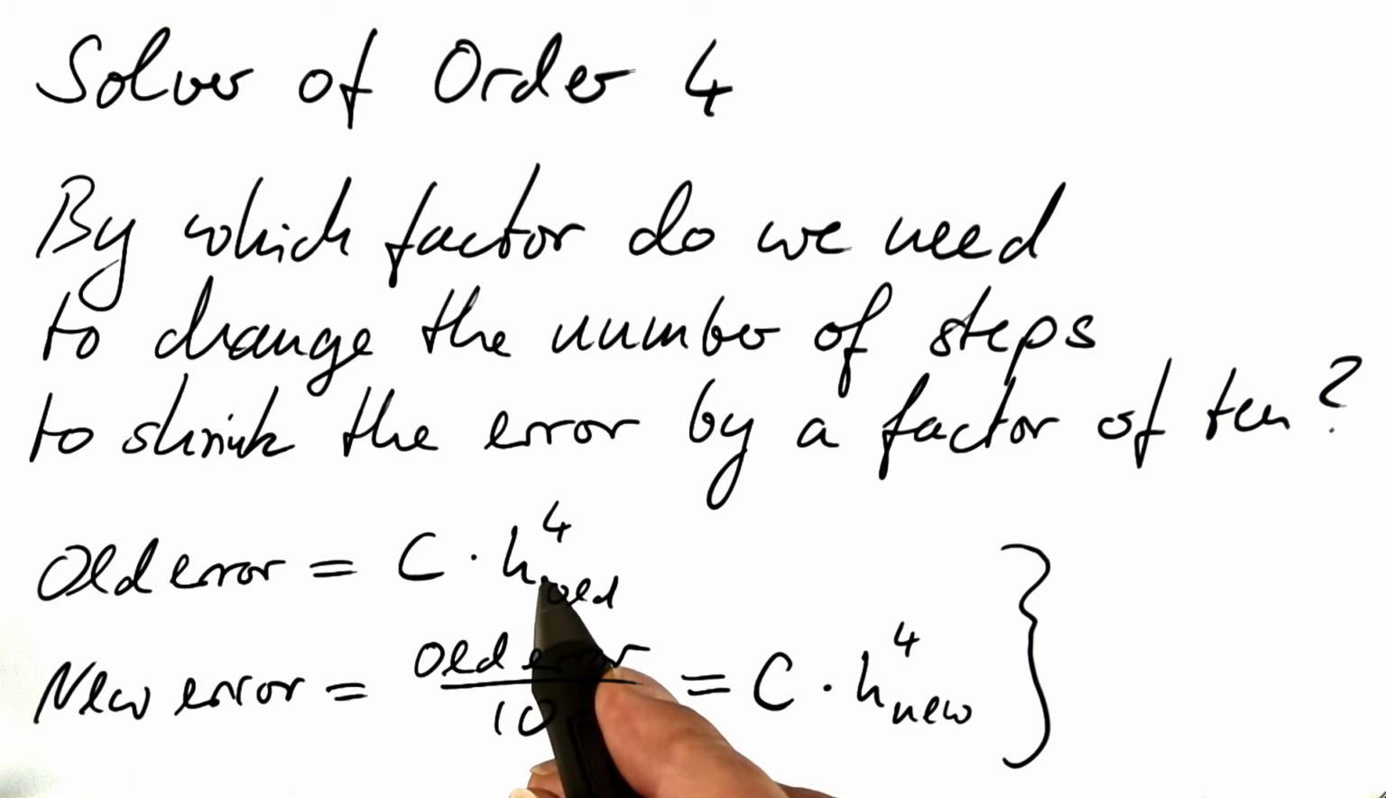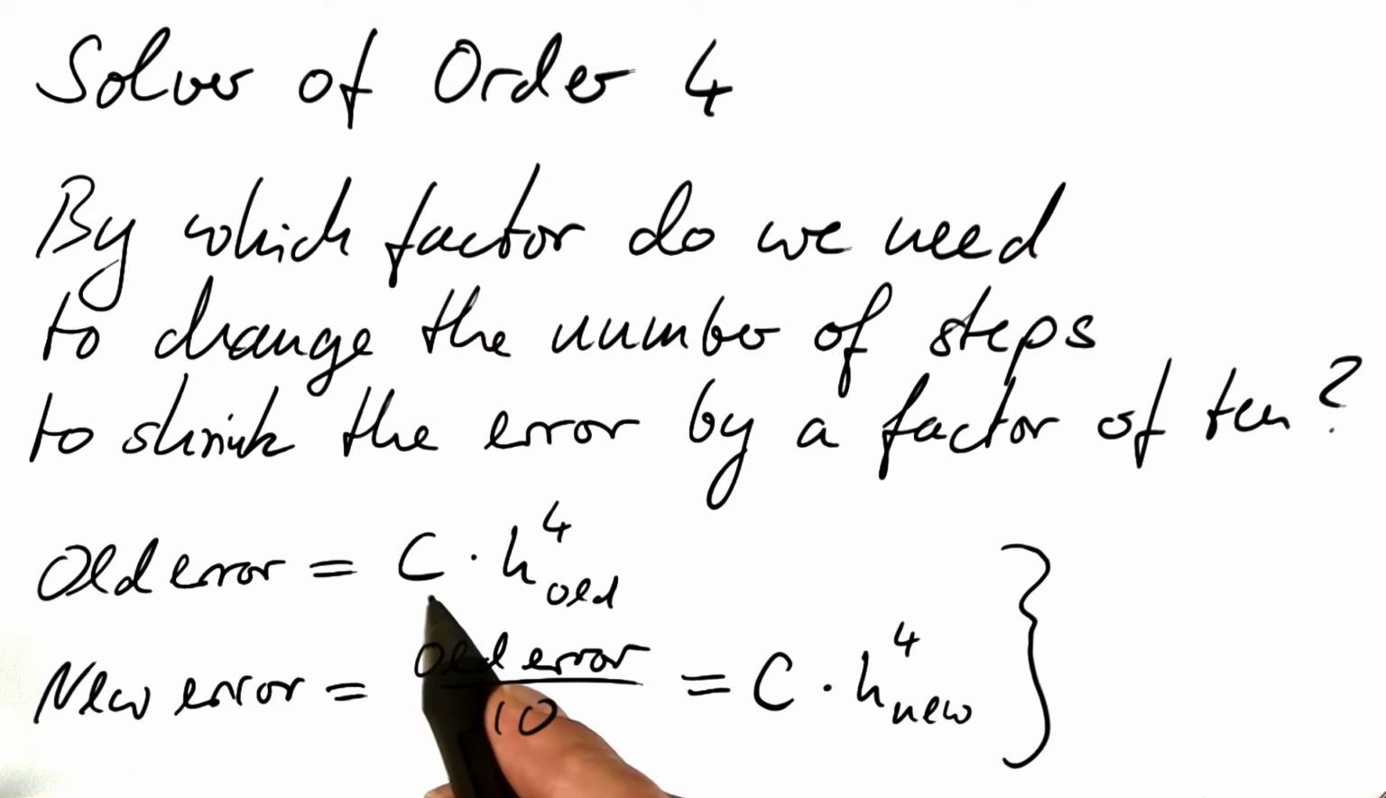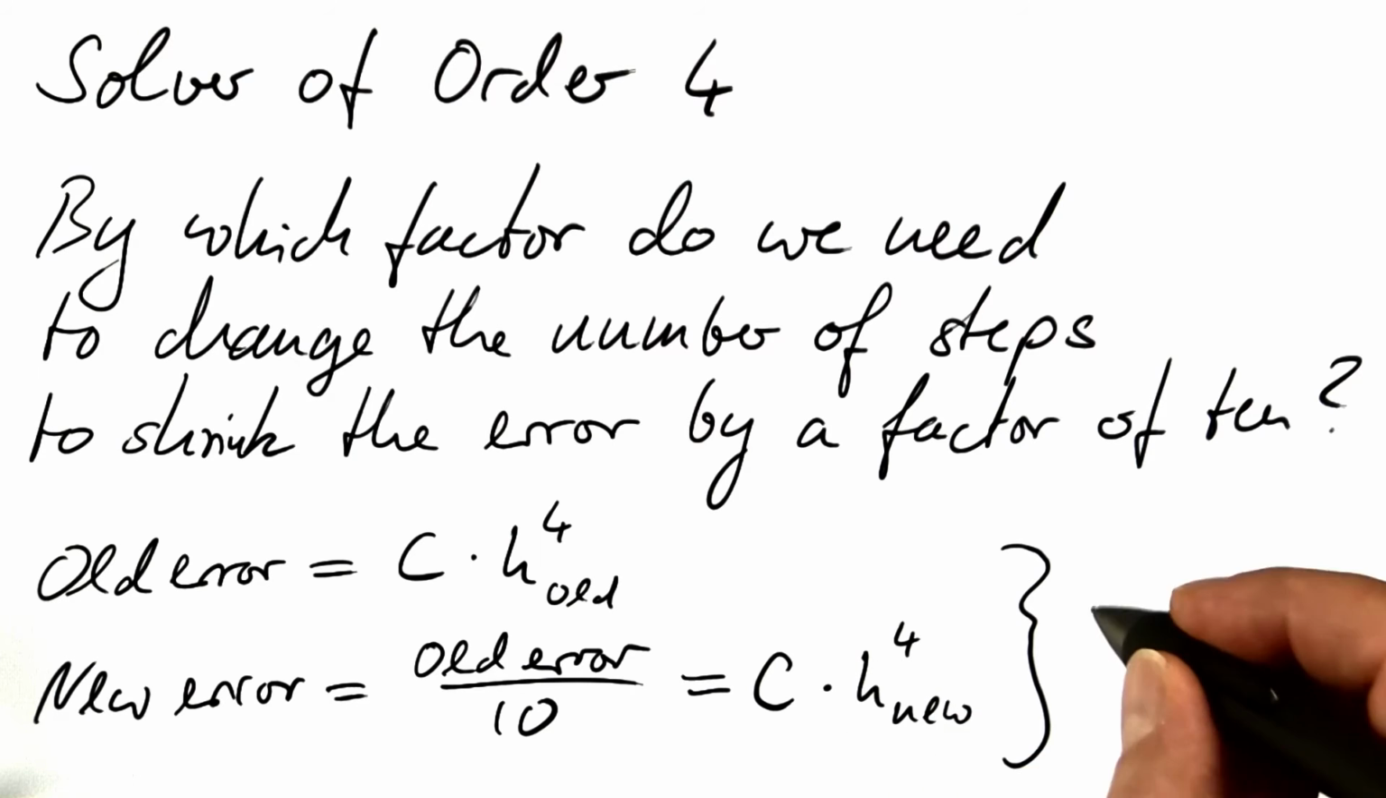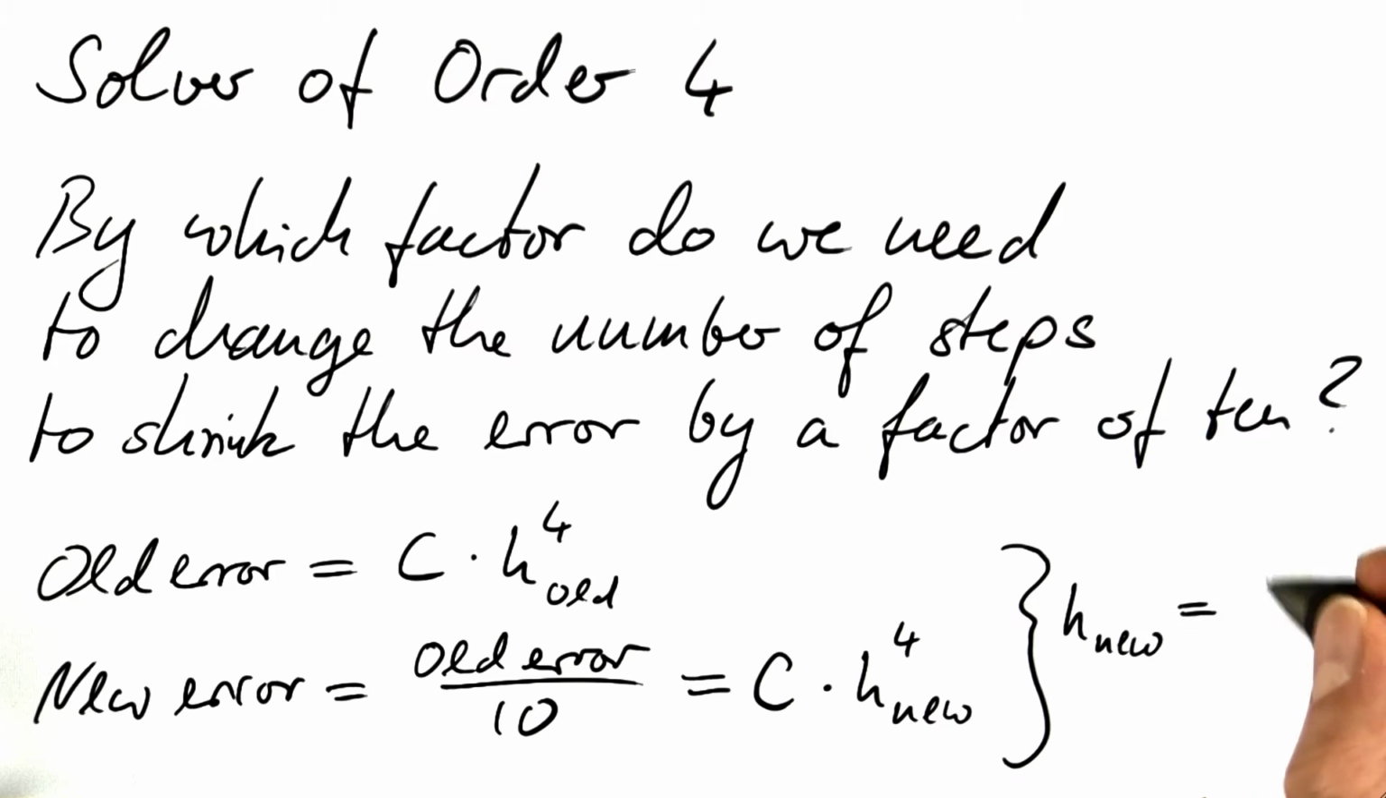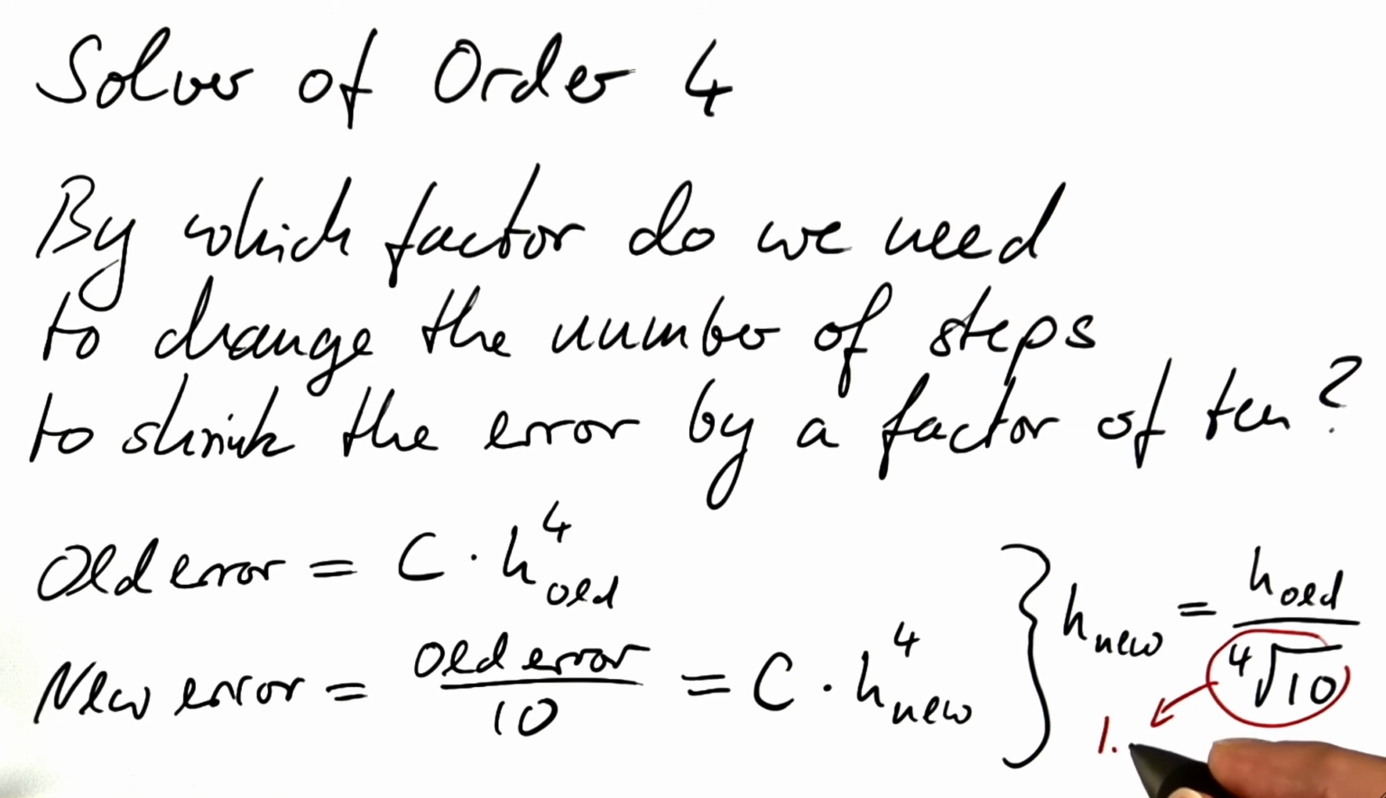So now we've got two equations that involve the old error and that constant c. This is the first one. This is the second one. We can solve for the new step size, which is just basic algebra, and we'll find that the new step size is the old step size divided by the fourth root of 10. And the fourth root of 10 is about 1.8. So we are reducing the step size by a factor of 1.8, which means that we are increasing the number of steps by that very factor, 1.8.